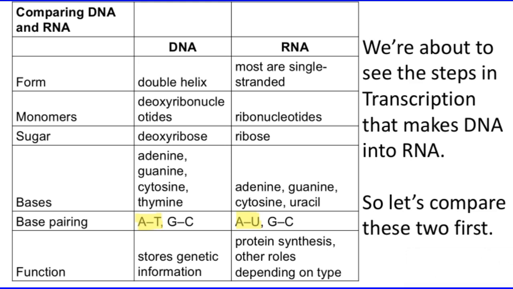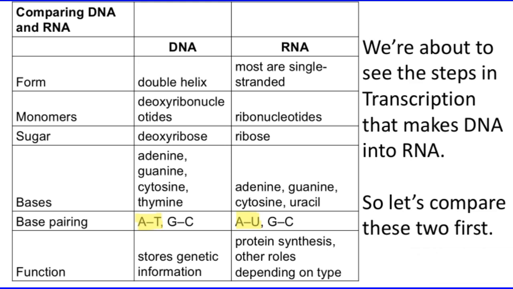The nitrogenous bases for DNA are adenine, guanine, cytosine, and thymine. RNA nitrogenous bases include adenine, guanine, cytosine, and here's the kicker, here's the change: instead of thymine for RNA, we have uracil.